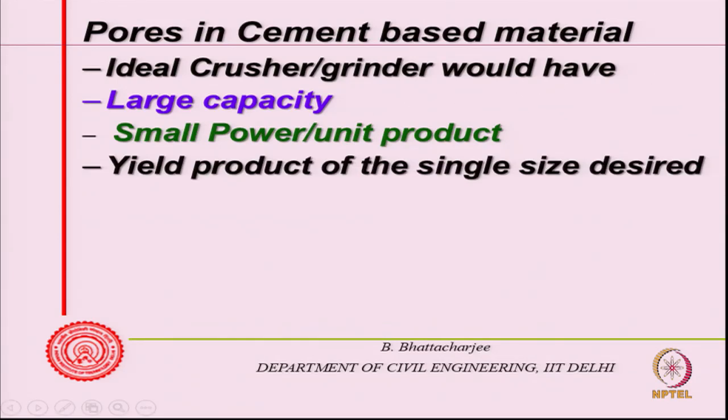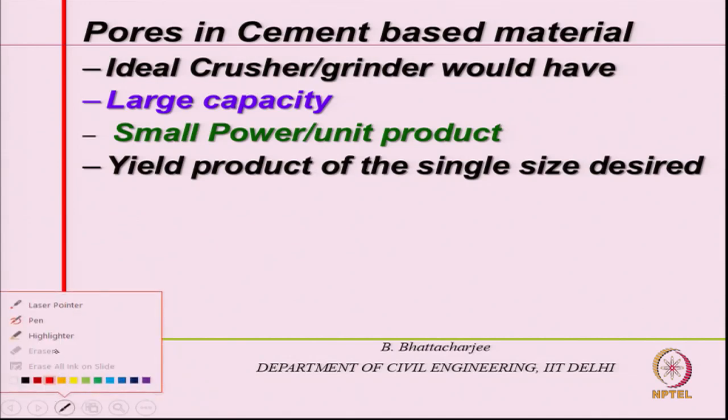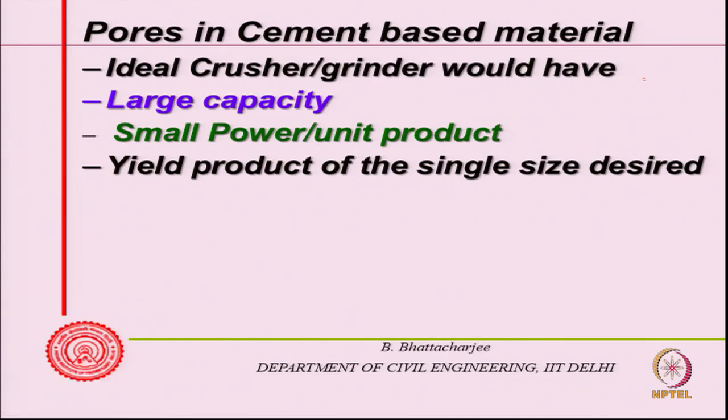Generally, you should have a high capacity crusher or grinder, right? Large capacity, with small power requirement per unit of the product that is formed, and it should be producing the same sized aggregate all the time, through your grinding or crushing, because size control is important.